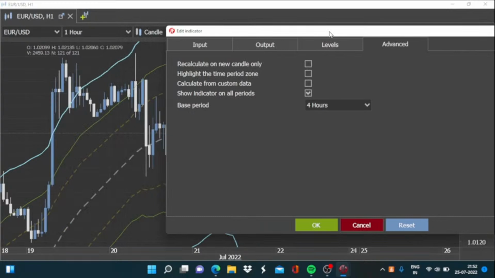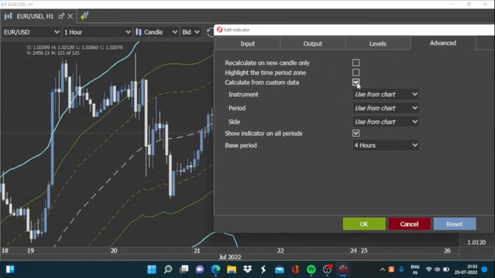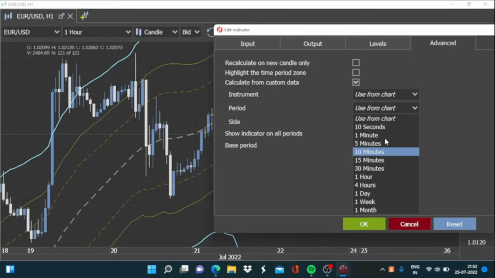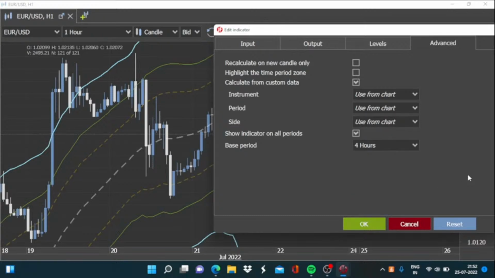Then we can customize the calculation data also. So the instrument can be customized. It can be used from the chart, or it can be kept fixed at Euro USD. The candle period also has a similar kind of option provided to us. We can use it from the chart, or we can keep it fixed, anything from 10 seconds to the whole of a month. Side, the ask side and the bid side, we have these two trade sides, and regardless of what is the chart side, we can keep it fixed or we can simply use it from the chart.